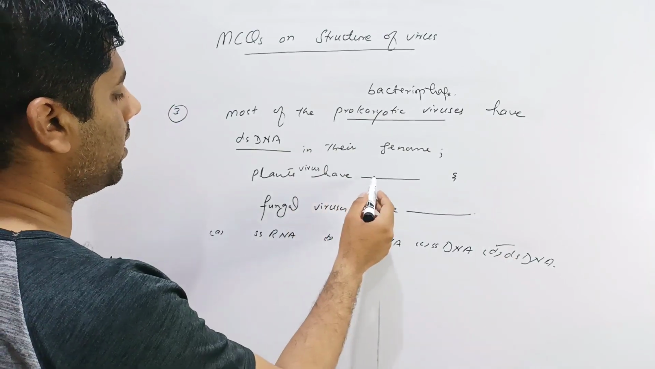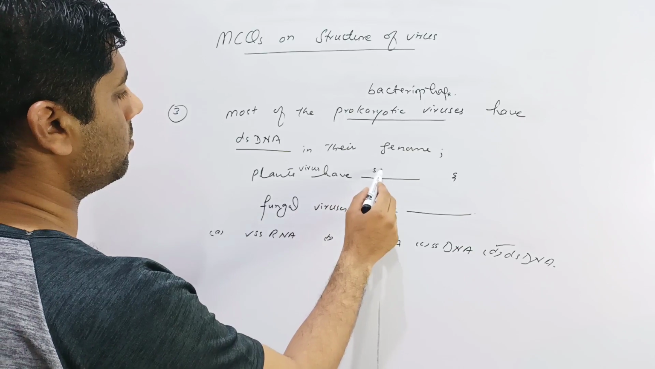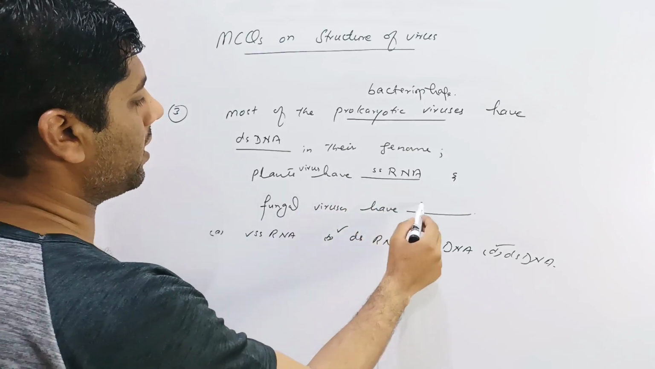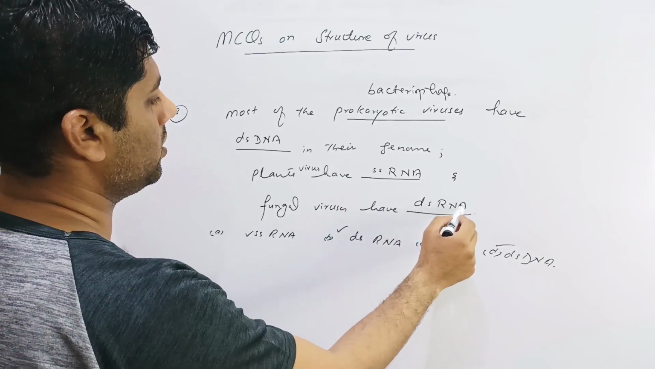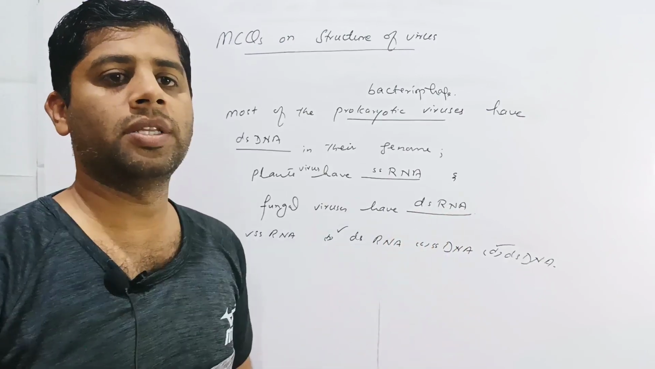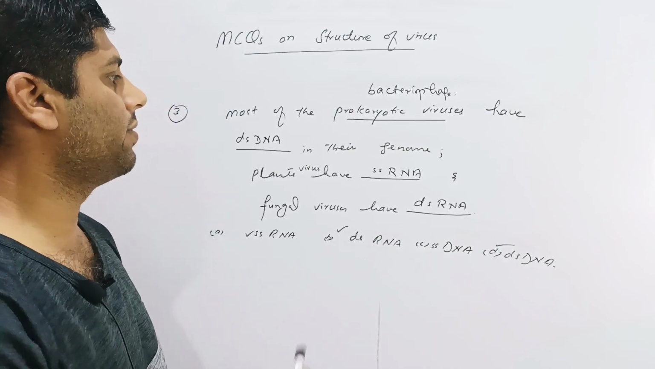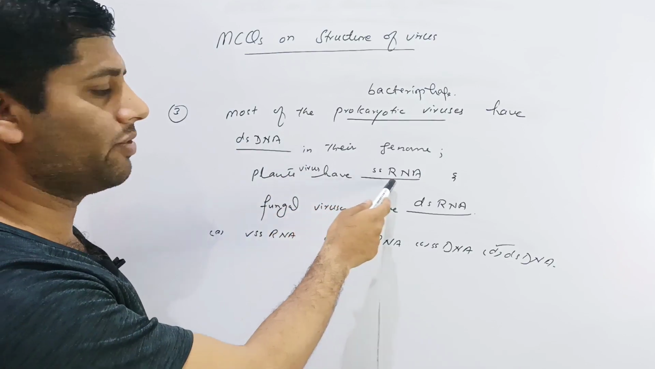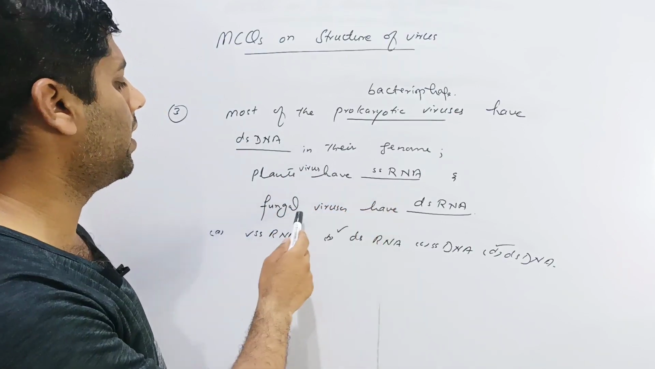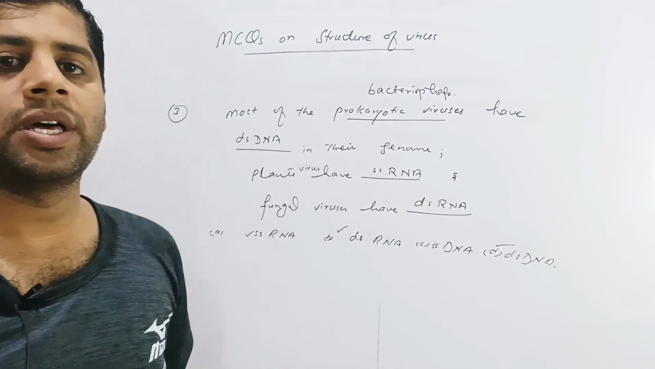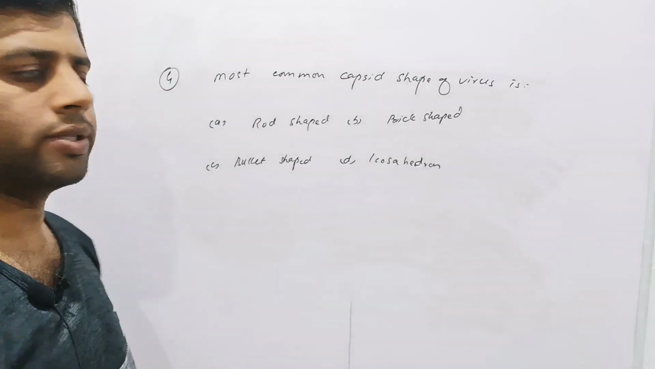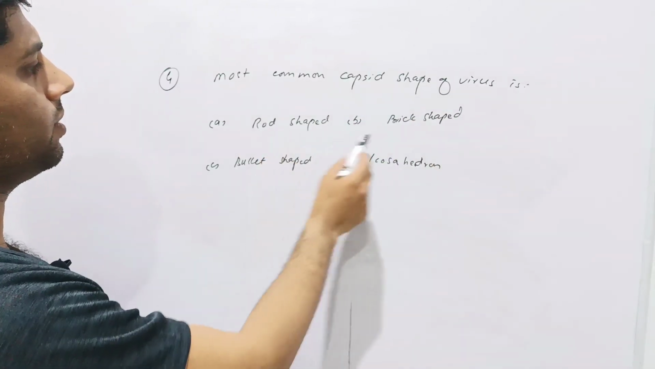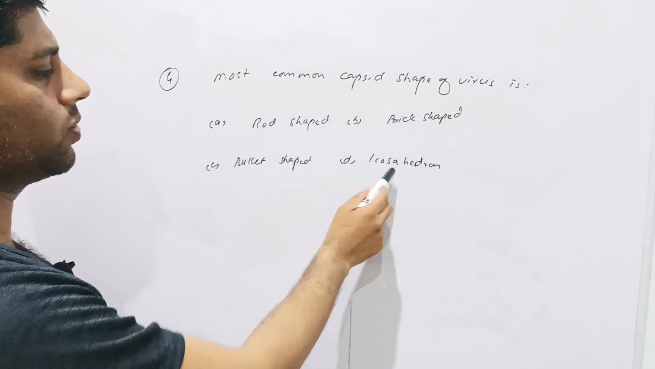Plant viruses have single-stranded RNA in their genome, and the fungal viruses have double-stranded RNA in their genome. So these are categorized on the basis of their genome: the bacteriophage have double-stranded DNA in most of the cases, while plant viruses mostly have single-stranded RNA molecules in their genome, and fungal viruses have double-stranded RNA molecules in their genome. Next question is, most common capsid shape of virus is rod-shaped, brick-shaped, bullet-shaped, or icosahedron.